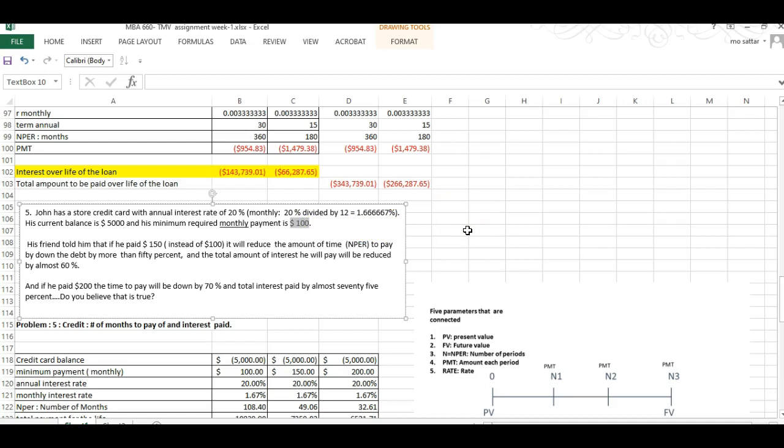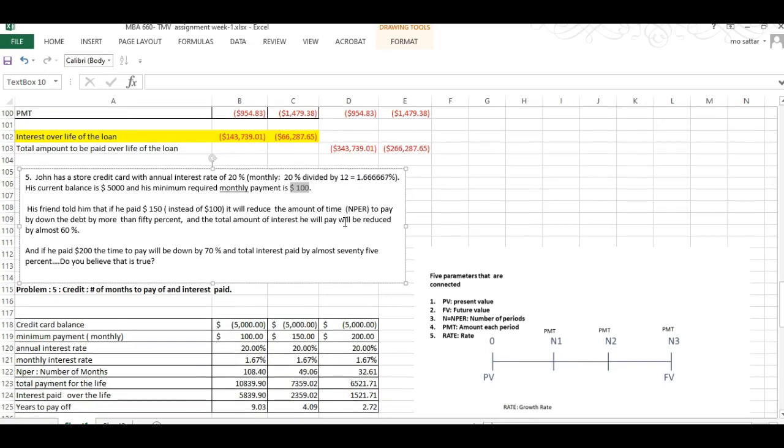The problem is that when you do that, it will take you a long time. So the question is this: if John has $5,000 of debt on the credit card, and they're charging 20% annual, or 1.6667 monthly, which is 20 divided by 12, and all he's paying is a minimum of $100, how long before he will pay his debt off? Assuming he does not charge anything more. That's basically what we're going to do.